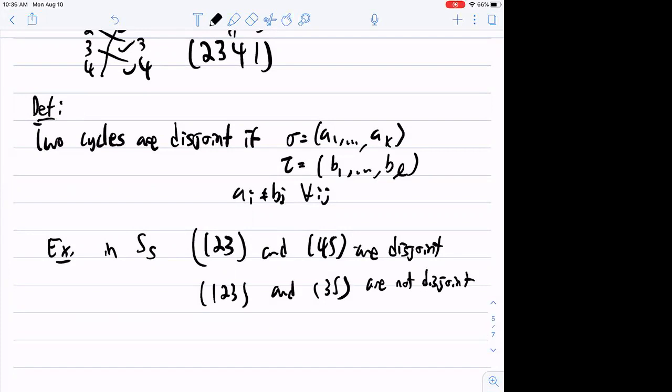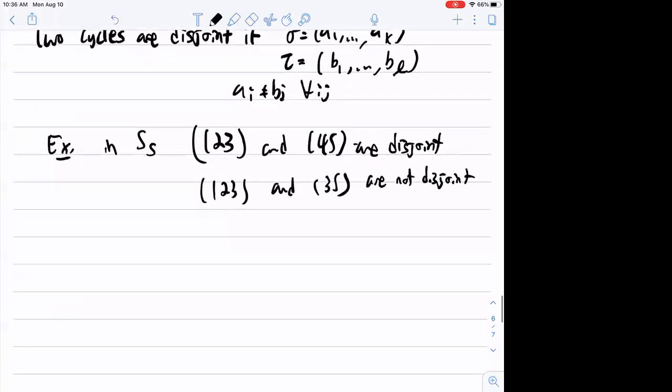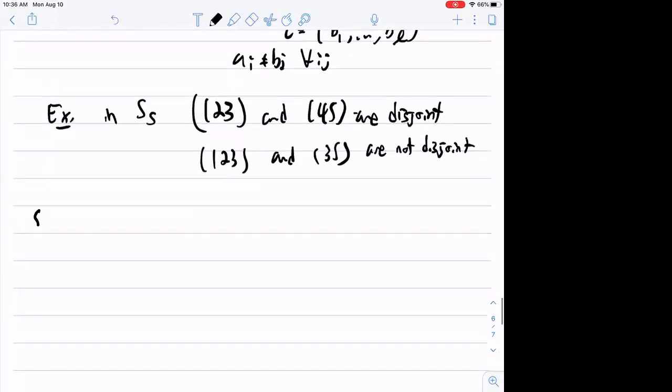So why is this important? Well, Sn is an example of a non-abelian group. Sn is not abelian. So to see this, let's compose something. I didn't try this yet, so let's try to find an example of why it's not abelian.